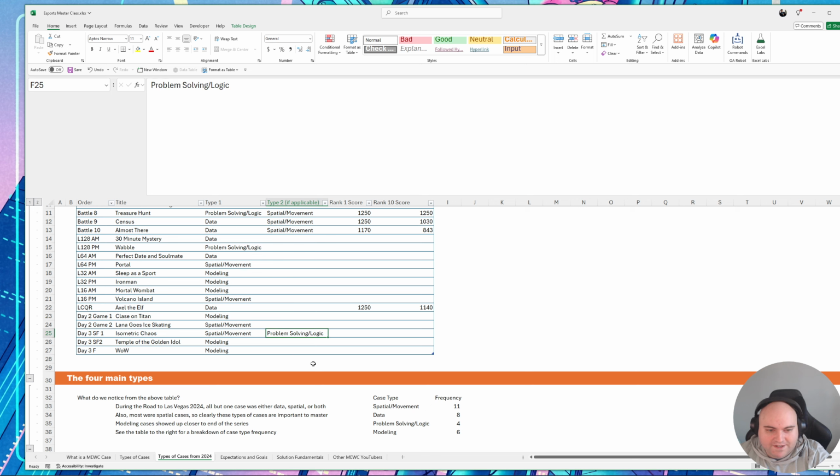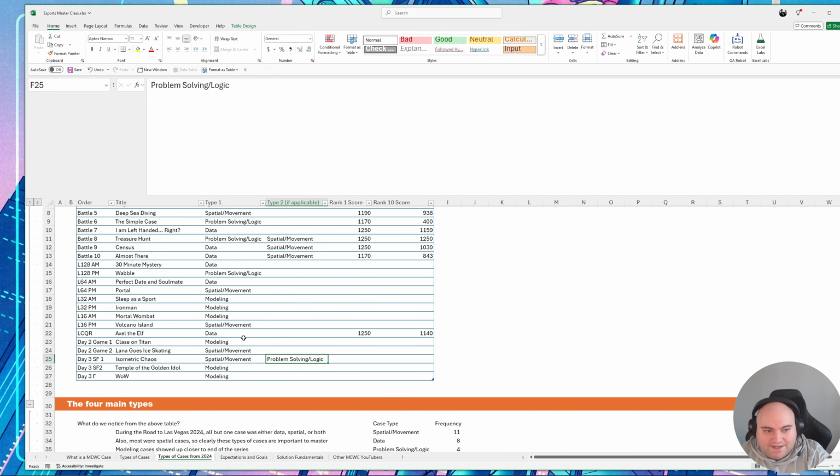Isometric Chaos I threw in as problem solving slash logic because yes, it's primarily a spatial slash movement case, but what I think it does really well is it forces you to think about those types of cases differently. There's been plenty of spatial slash movement cases involving arrows, but now you're moving across a different kind of grid. And that's where I think that problem solving slash logic comes into play.